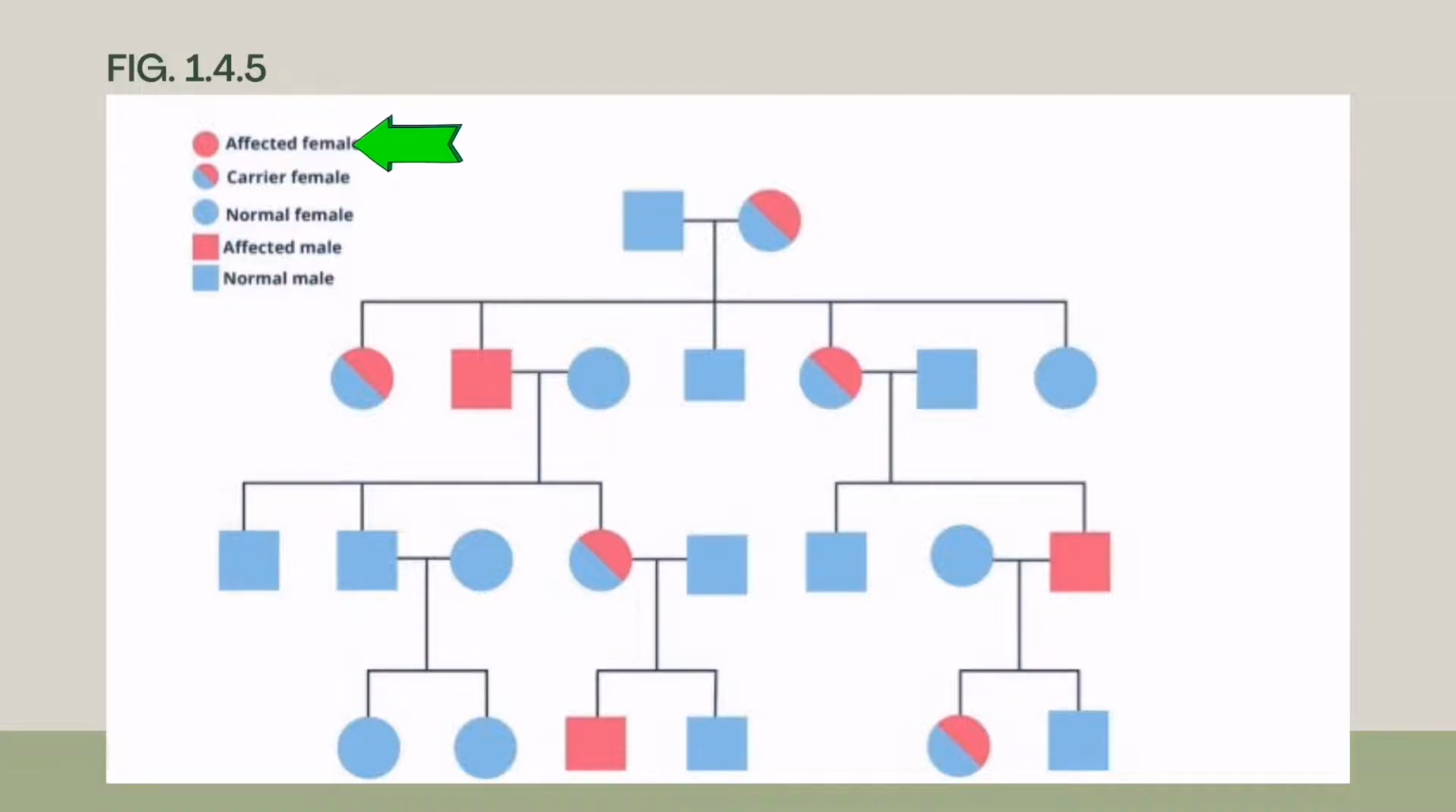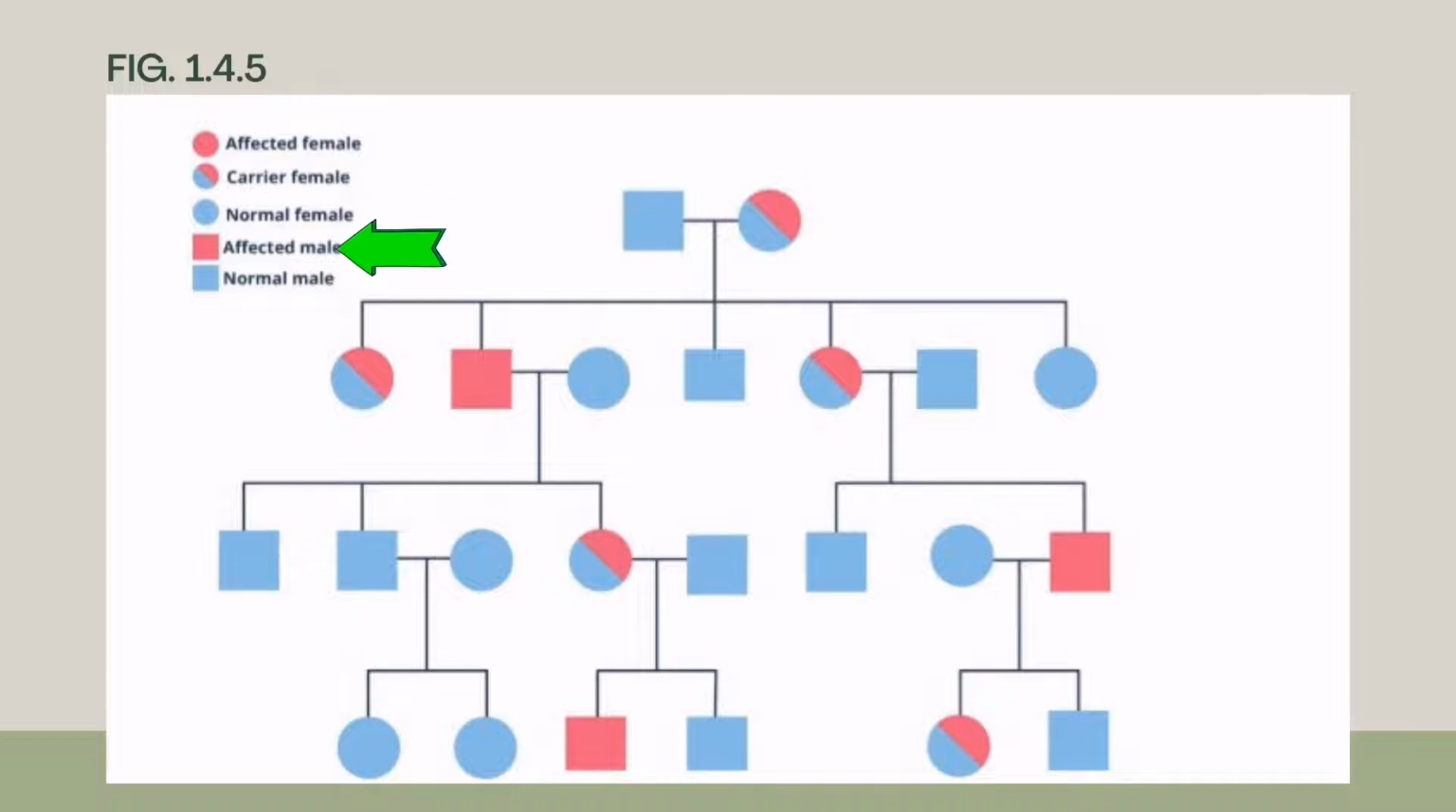It means it is an affected female. Next, you will see a half-colored circle, blue and red. It means it's a carrier female. Next, you will see a full blue shaded circle. It means it is a normal female.